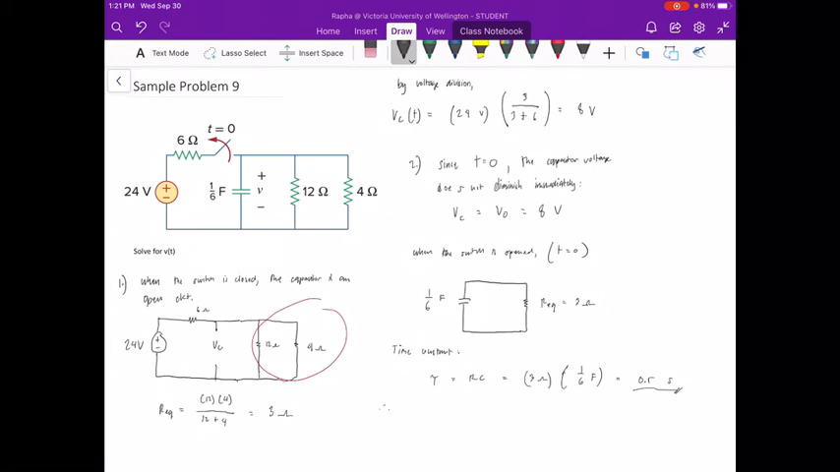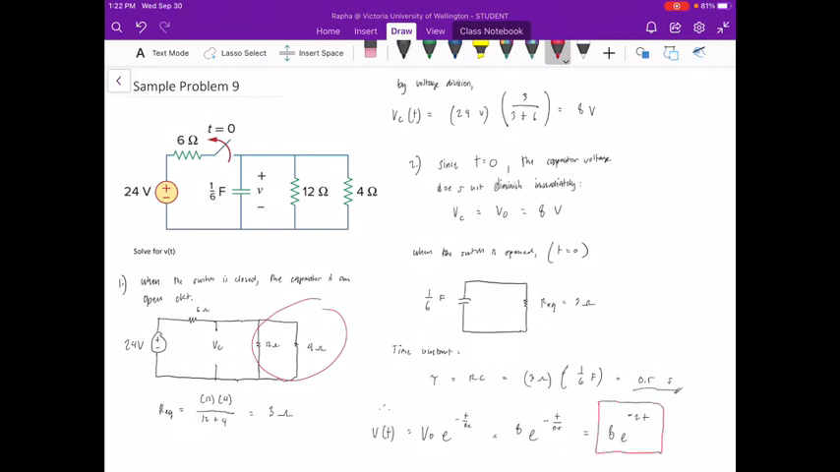Therefore, our Vt is equal to Vo e to the power of negative t over RC, which is 8 e to the power of negative t over 0.5, or our Vt in this case is equal to 8 e to the power of negative 2t. So this is our final answer.